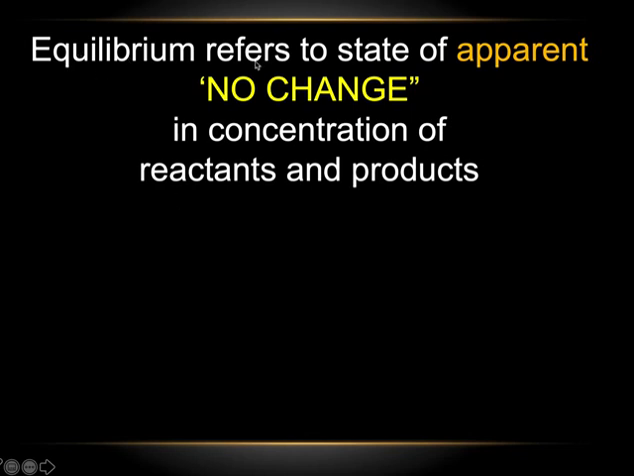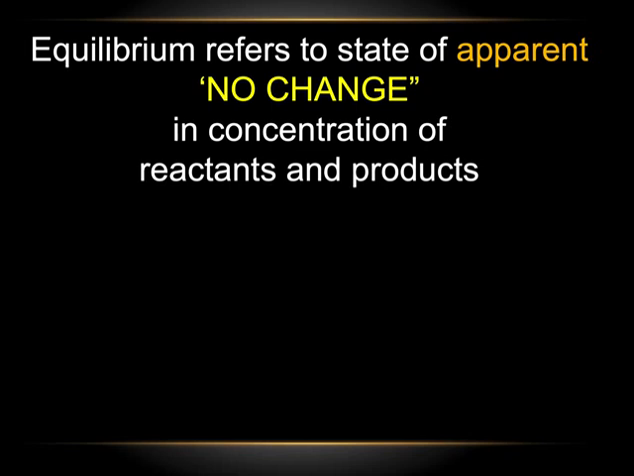Equilibrium basically refers to the state of apparent no change in the concentration of reactants and products. Let's understand this statement well. We have taken 4 different examples and seen that in each one of them, after a certain point in time, the concentrations do not change. But mind you, I have put one word over there: apparent. Apparent means they appear to not change. But the fact remains that they are changing.